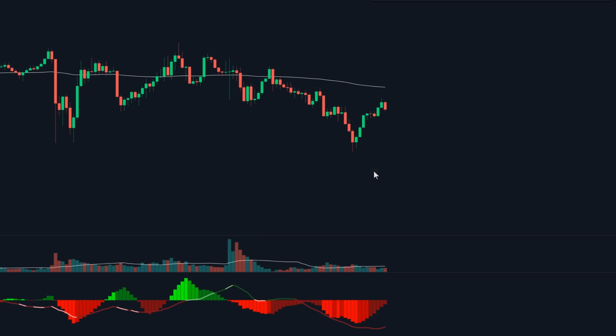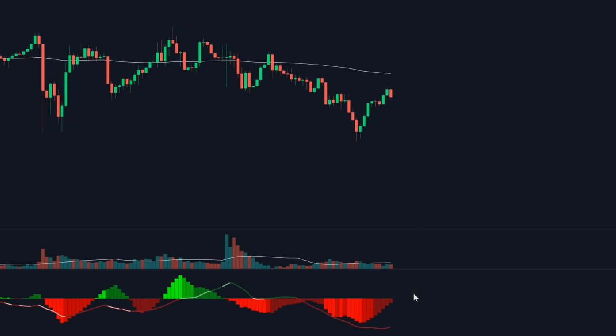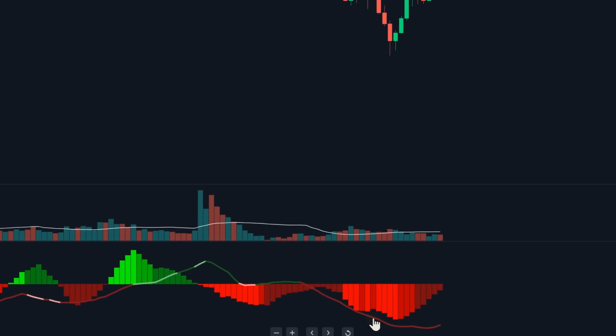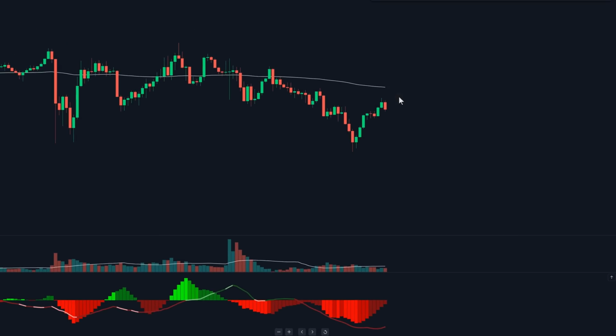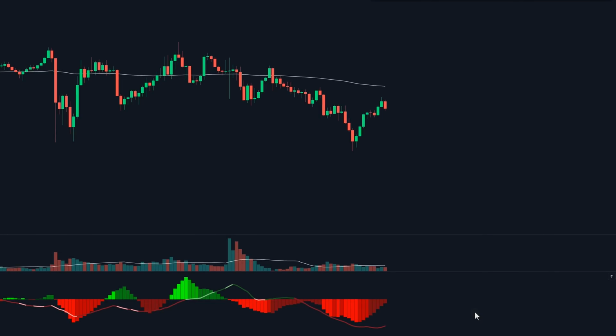Now, to enter a short trade, it's going to be the opposite. So first, the price must be trading below the 200 period EMA. Second, this oscillator of the volume-supported linear regression trend should be colored red. These first two conditions indicate that the market is in a long-term bearish trend. After we have the bearish trend, we need a pullback to occur.